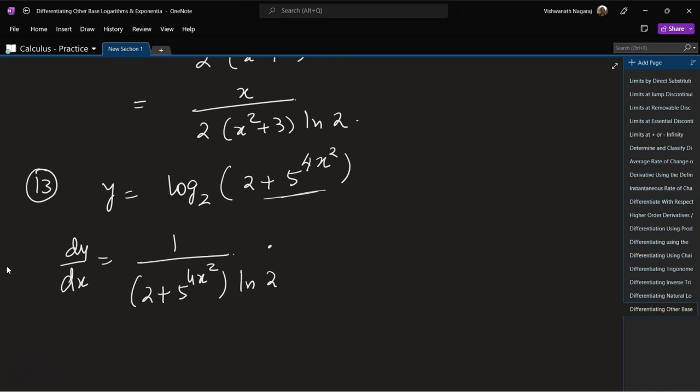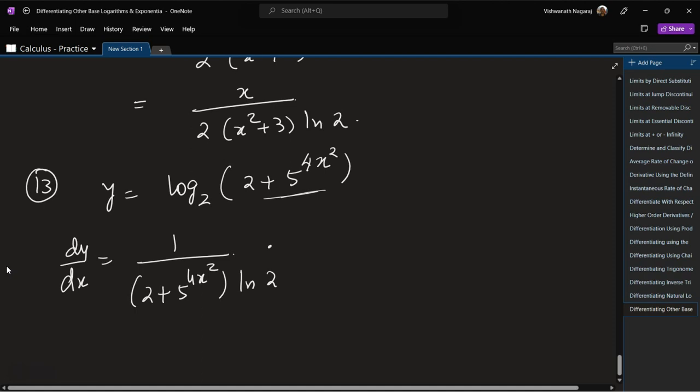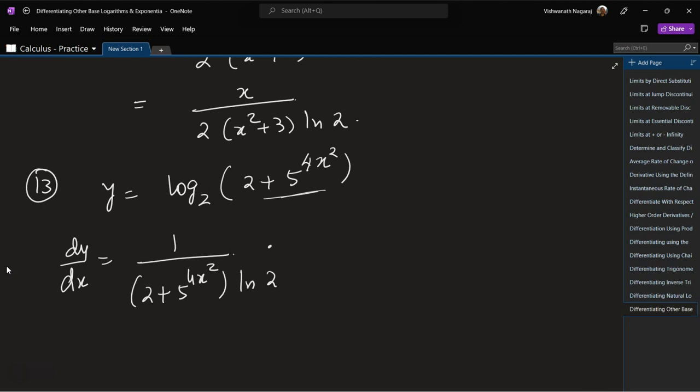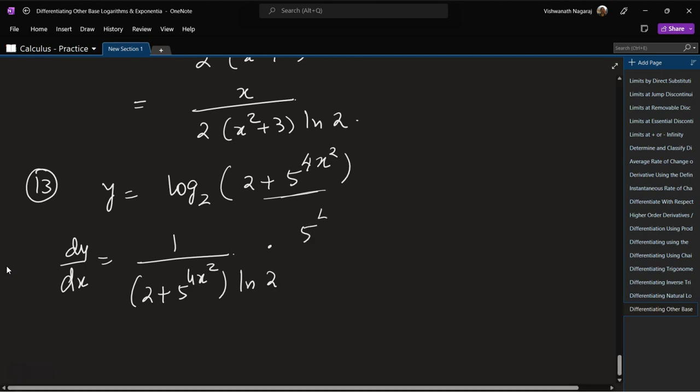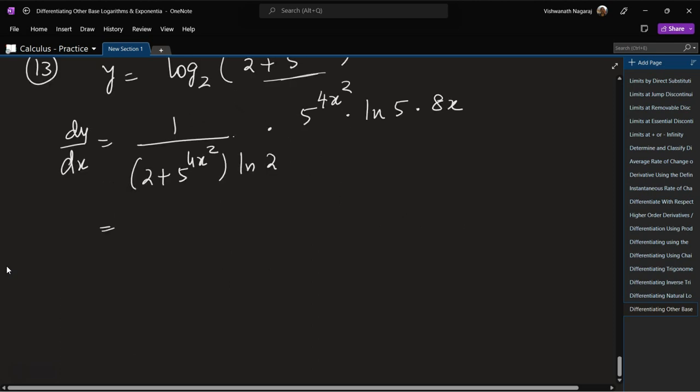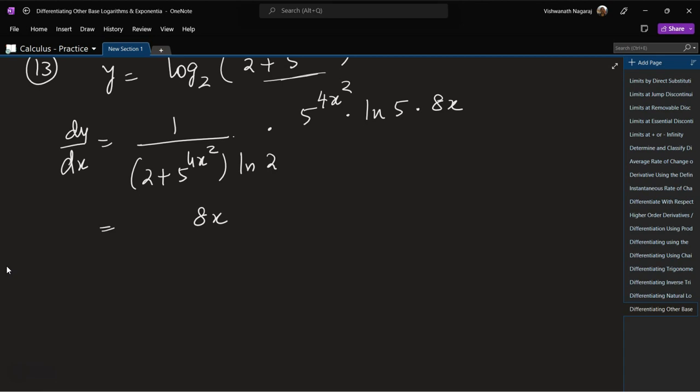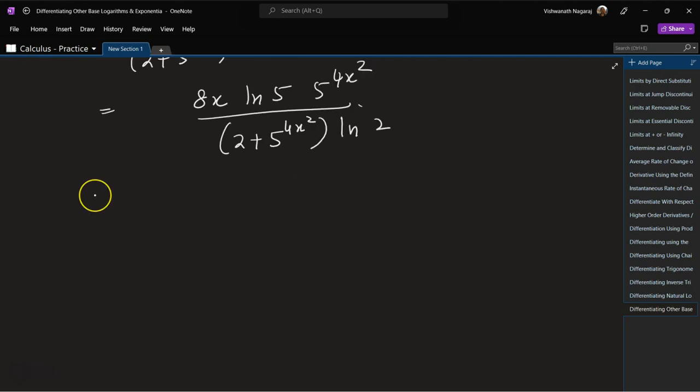Now we have to differentiate this. This is y is equal to a to the power of x. And we know this is nothing but a to the power of x natural log of a. So this would be 5 to the power of 4x square times natural log of 5 times 4x square derivative, that is 8x. So let's rewrite it. We get 8x natural log of 5, 5 to the power of 4x square divided by 2 plus 5 to the power of 4x square natural log of 2.